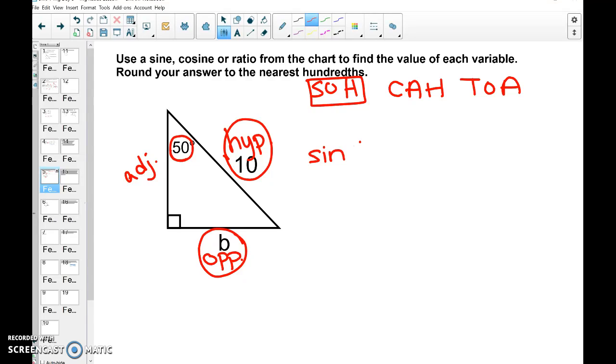Now, you got to put your degree next to your trig function. So it's going to be sine of 50. And then I'm going to put my fraction on the other side. Now follow your SOH to figure out which one goes where. It's opposite over hypotenuse because it's SOH. So opposite in this triangle is B. That has to go on the top of the fraction. And then hypotenuse is 10. That has to go on the bottom. All right, so that's how you build your equations for these problems.